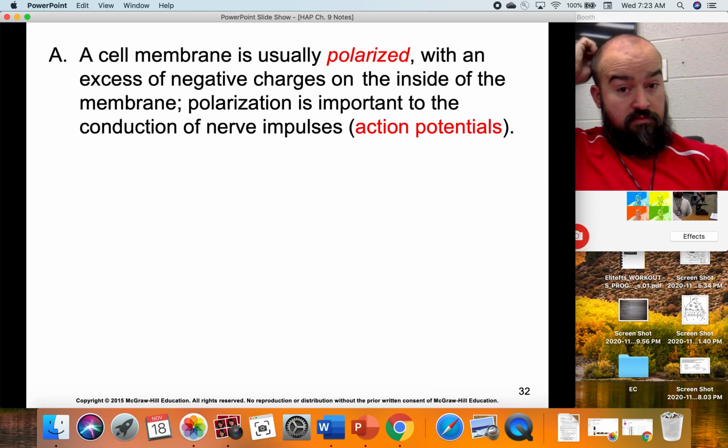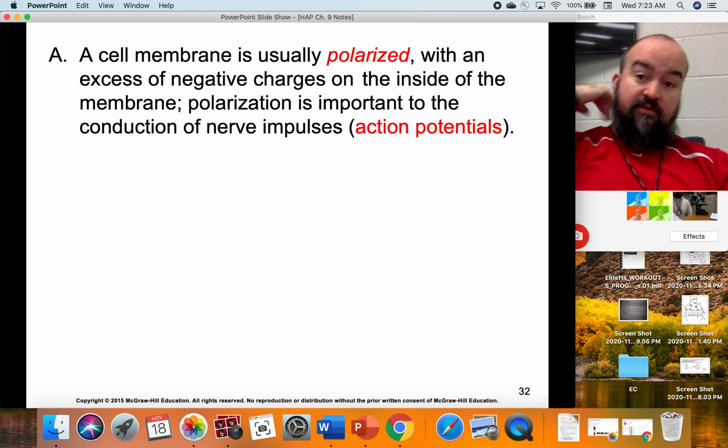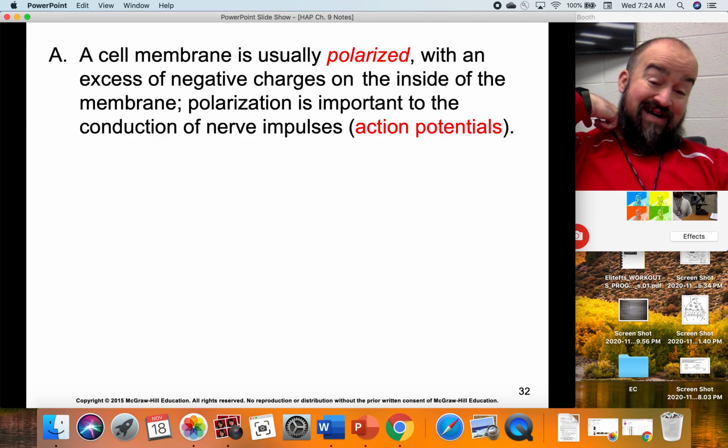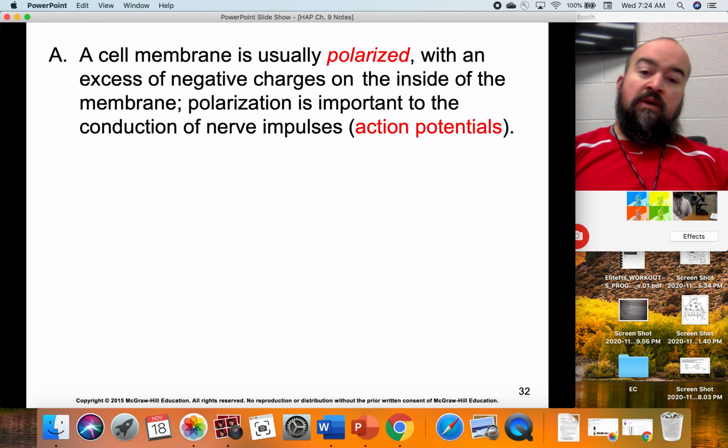Membrane potential. So the cell membrane in a neuron is typically polarized, which means it's not got an even distribution of charge. It's got sort of a positive end and a negative end, and it sits that way at rest when it's not sending an impulse.